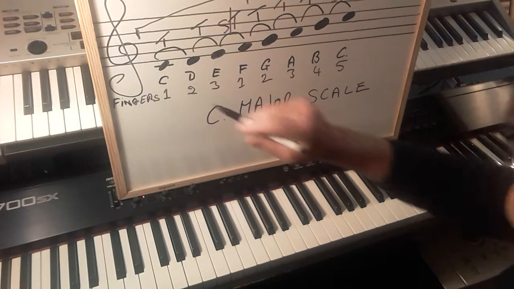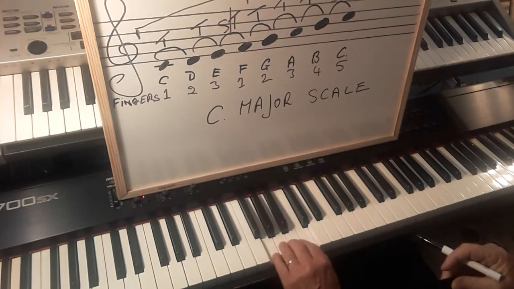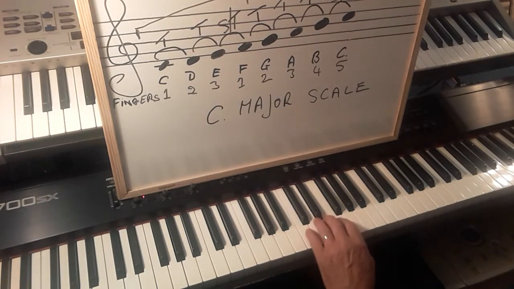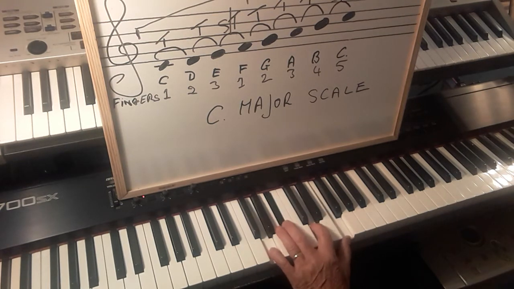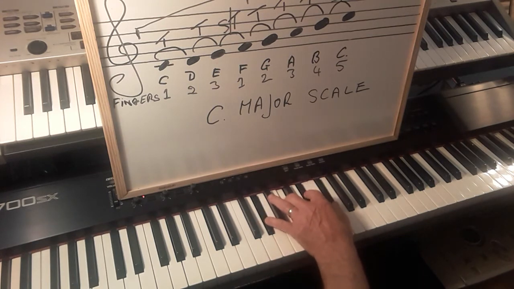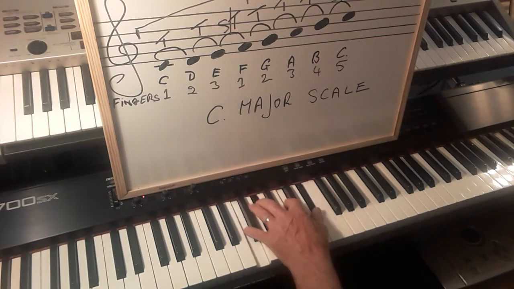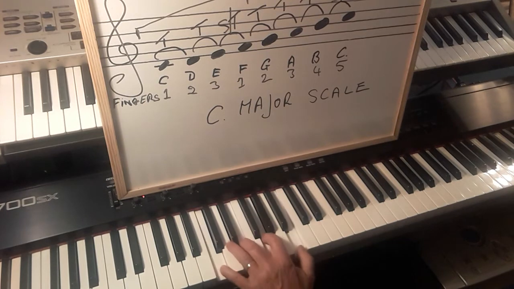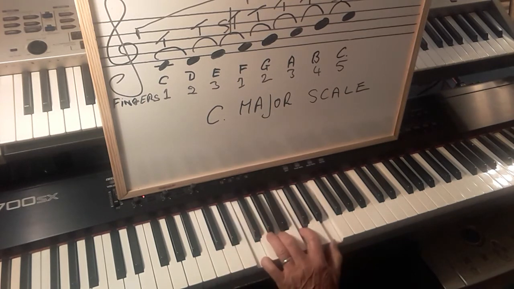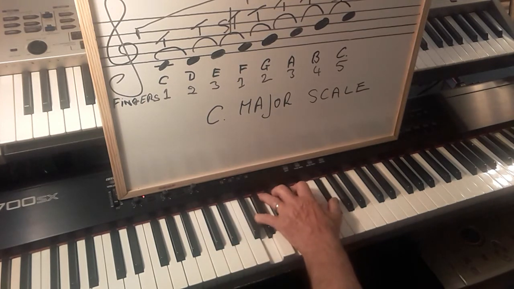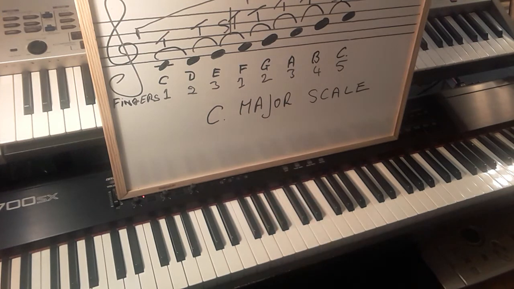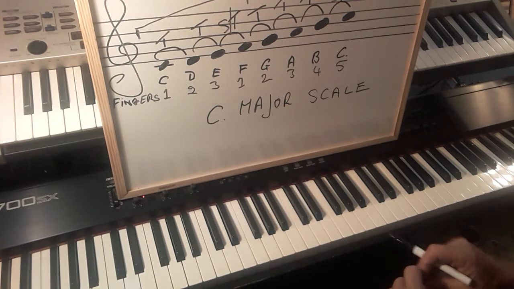Okay, anything with 4 in it is what's known as a tetrachord. So if I play G minor 7, that's a tetrachord. A flat 7, tetrachord. F minor 7, tetrachord. C major 7, tetrachord, and so forth. Anything with 4 in it is a tetrachord.